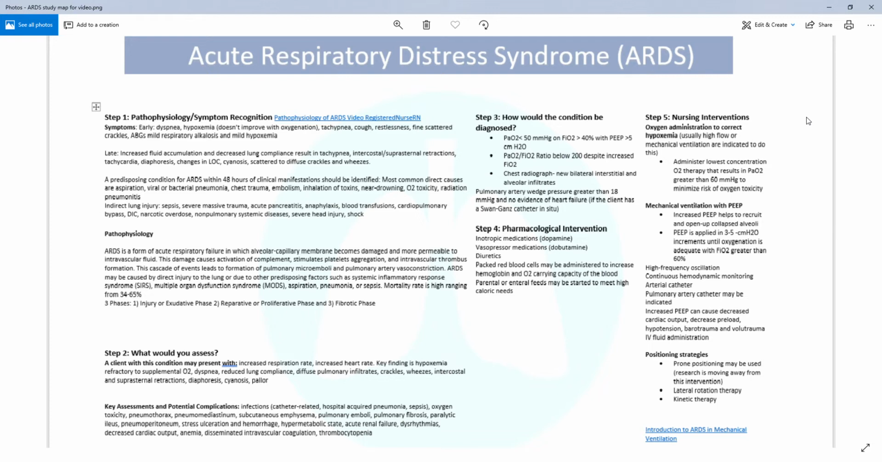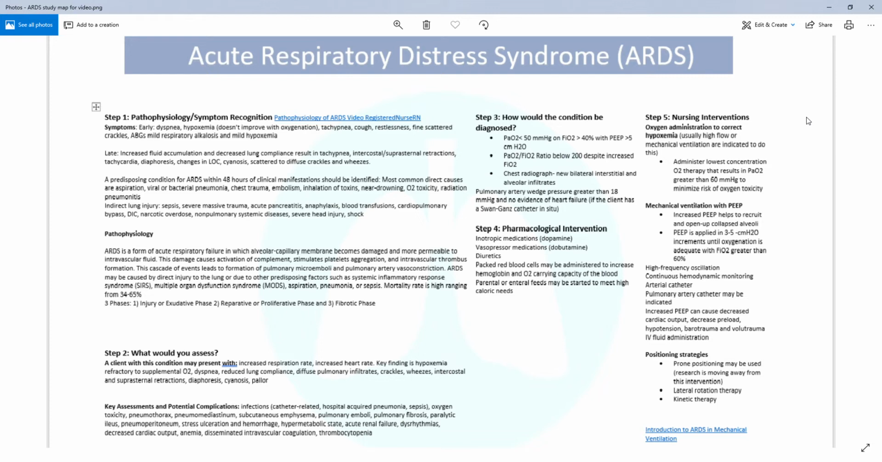So common things like increased respiration rate, increased heart rate, refractory hypoxemia to supplemental O2, so meaning that you give oxygen and they still are not increasing their levels. And then of course other clues around pieces like hypoxia, such as diaphoresis, cyanosis, pallor. I also include key assessments and potential complications because when you're looking at disease processes, you're also looking at how to prevent complications and, of course, most importantly, recognize a complication in care.